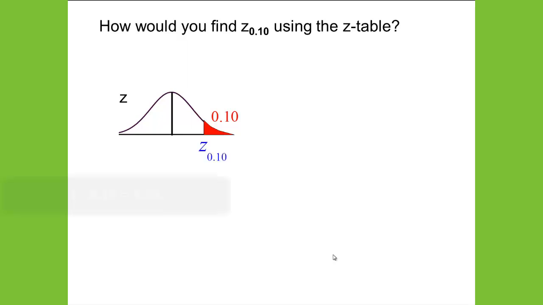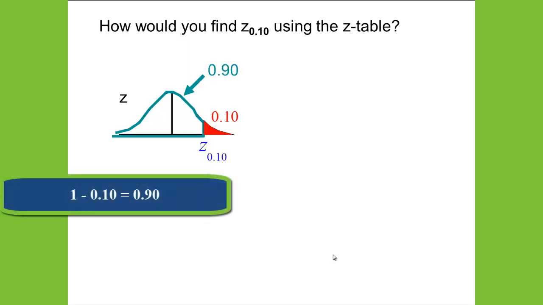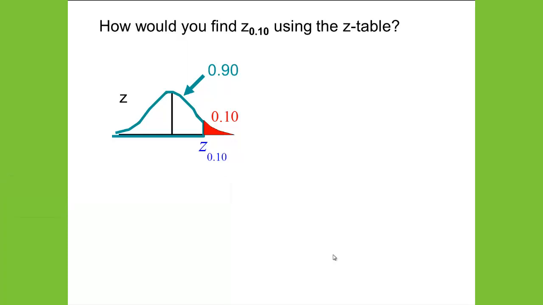So the next step would be to mark the area to the left, and since it adds up to 1, 1 minus 0.10 is 0.90 or 90%. If 10% is in one tail, 90% is on the other side. So we're looking for the z-score that separates those two areas.